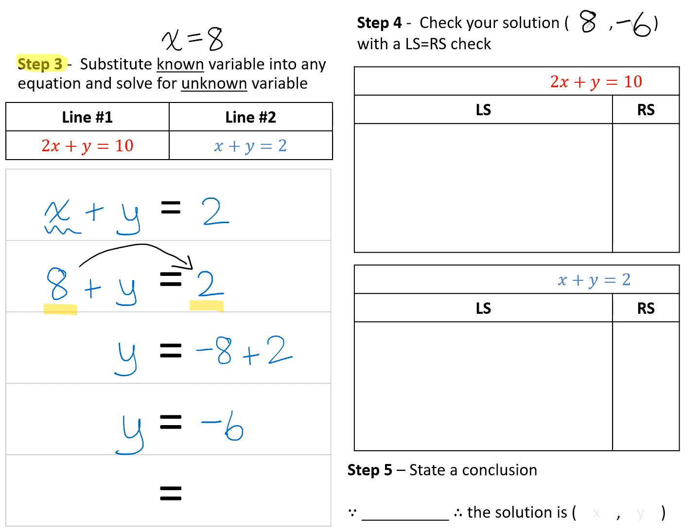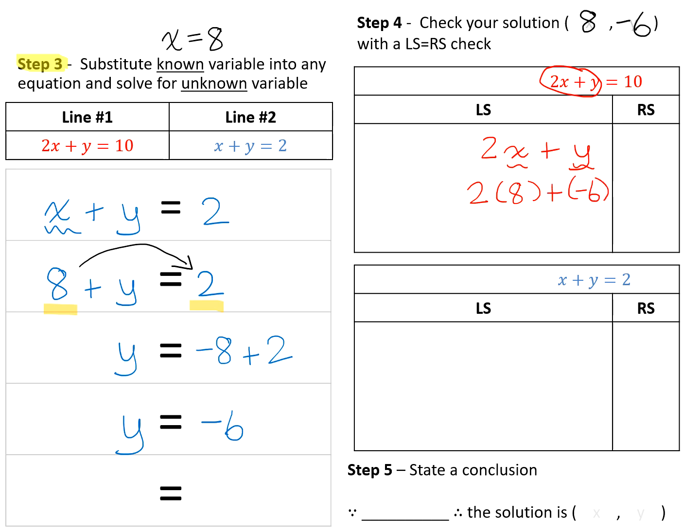Let's check the solution with the red equation first. On the left side, we have 2x plus y. We're going to replace x and y with their values. So since x is 8 and y is -6, I'm going to substitute those values in.